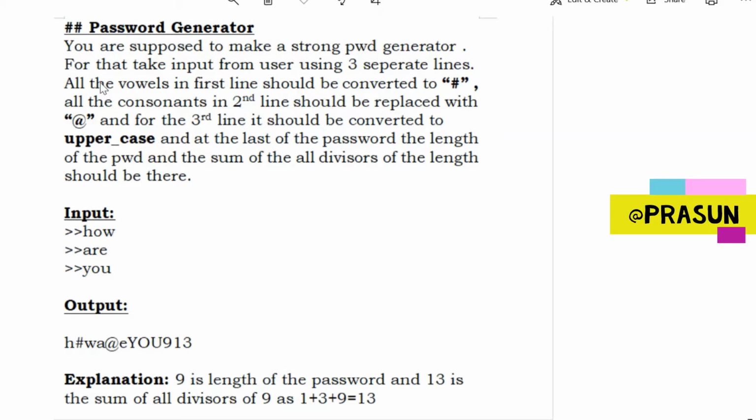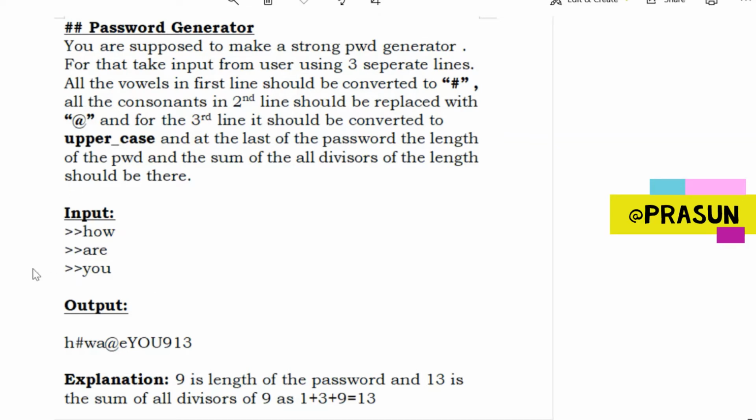For that, take input from user using 3 separate lines. All the vowels in the first line should be converted to hash. All the consonants in the second line should be replaced with @ symbol, and the third line should be converted to its uppercase, and at the last of the password, the length of the password and the sum of all the divisors of the length should be there.